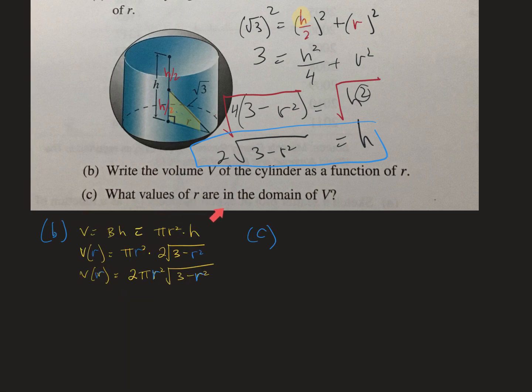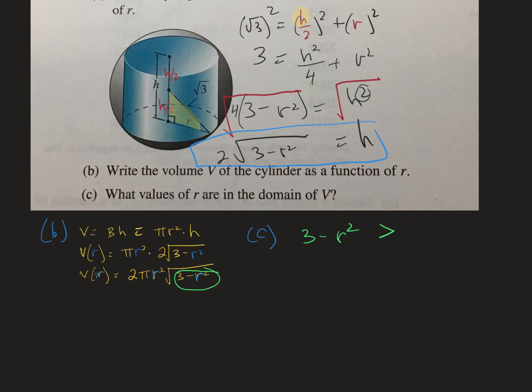What values of r are in the domain of v? Well, we know for a fact that r is a non-negative value. Or we should say it's a positive value, actually, because it's not 0 either. So we know r is bigger than 0. But what's the largest value r can be? And also, are there any restrictions? Well, we know, as we look at this function, that we can't take the square root of negative numbers. So this thing that we are taking the square root of, 3 minus r squared, can't be negative.